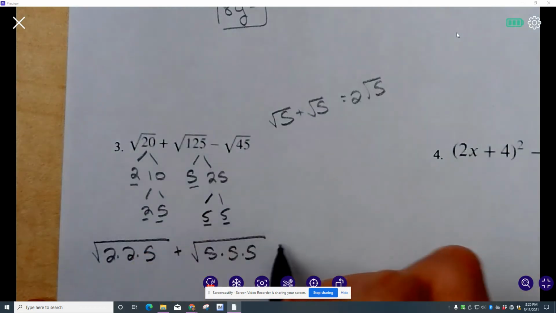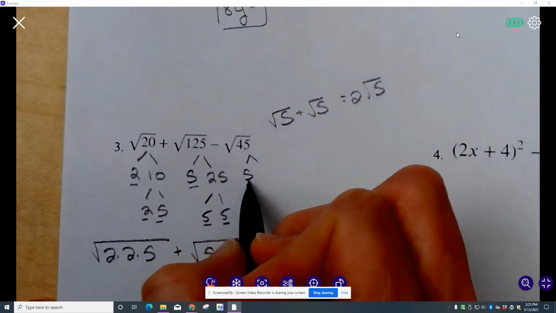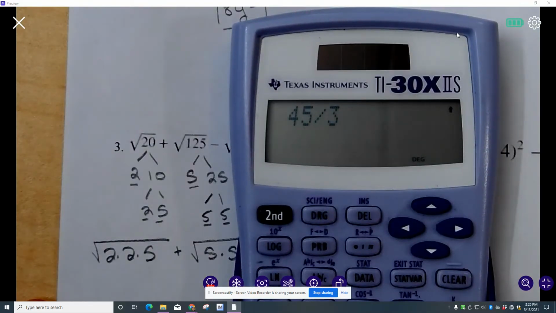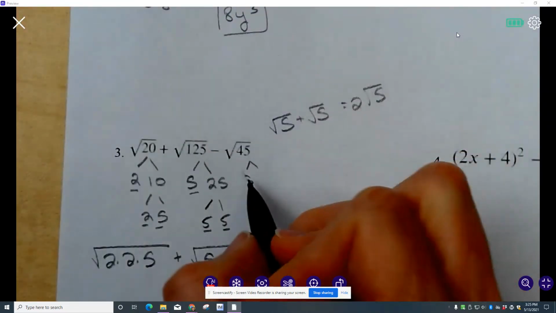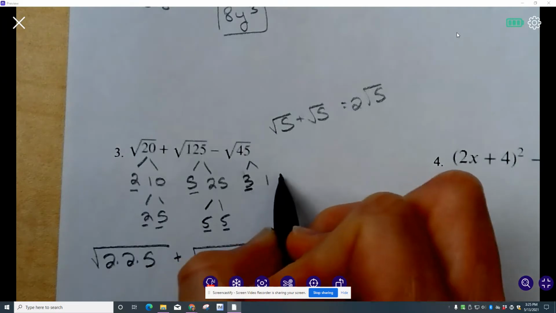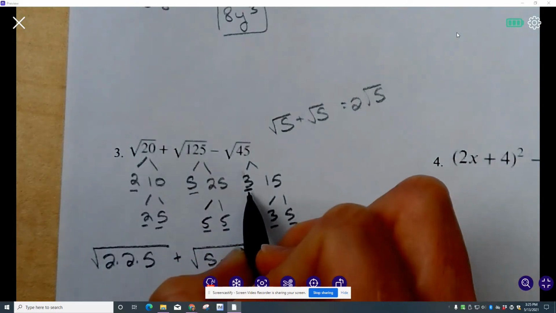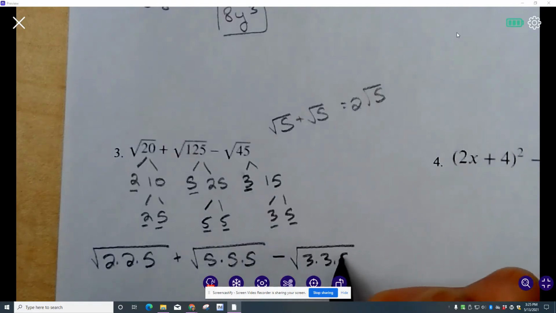Okay? And then minus square root of 45. 2 doesn't go into it. Again, if you check 45 divided by 2, nope. 45 divided by 3, oh, yes, 45 divided by 3 is 15. Let's do that. 3 and 15. And 15 is 3 times 5. Okay, so 45 can be written as 3 times 3 times 5.